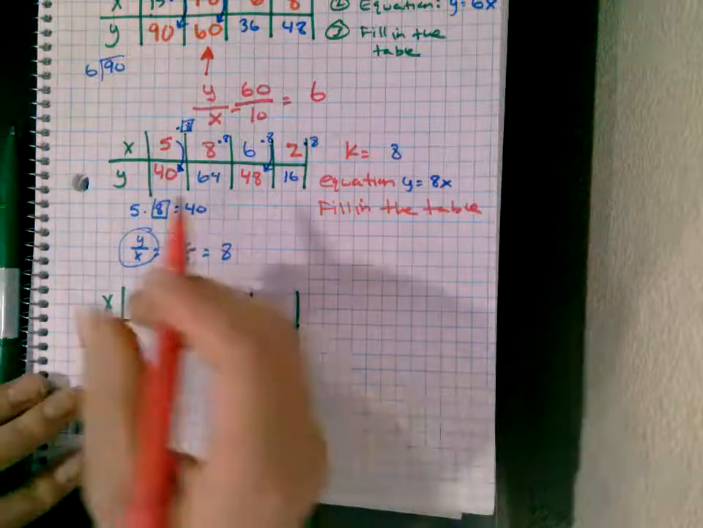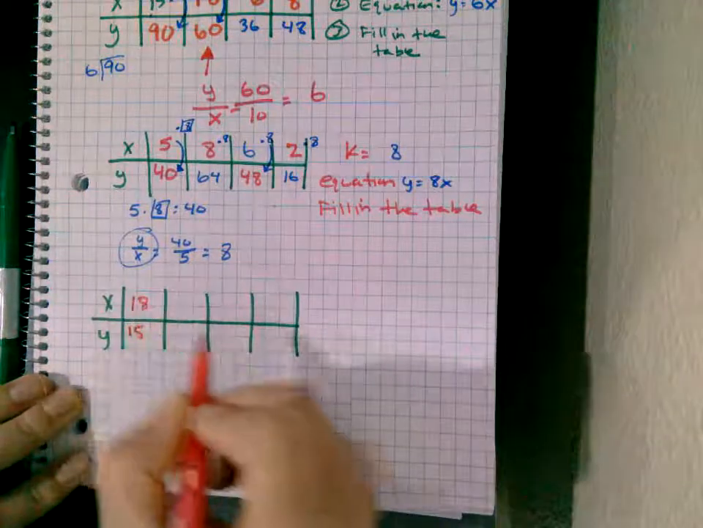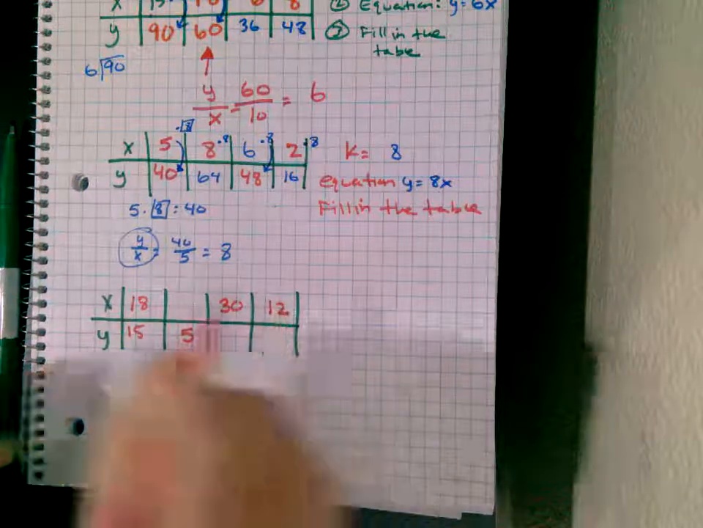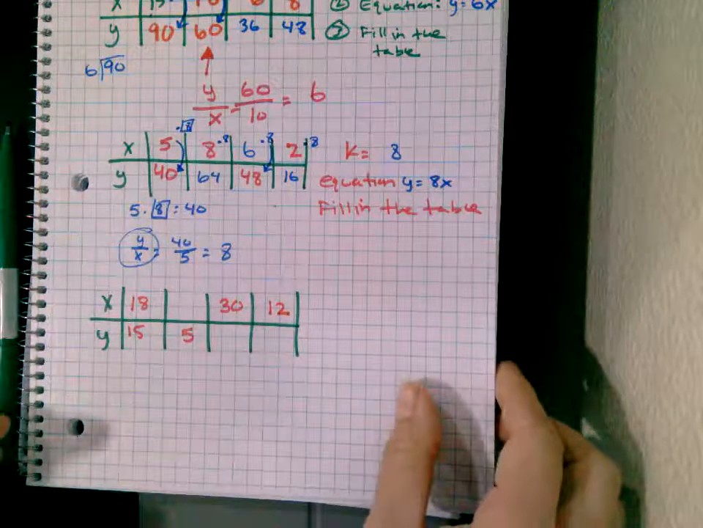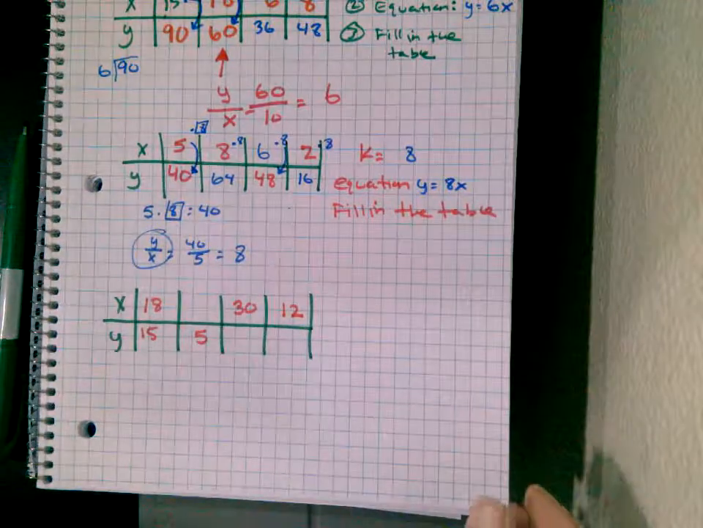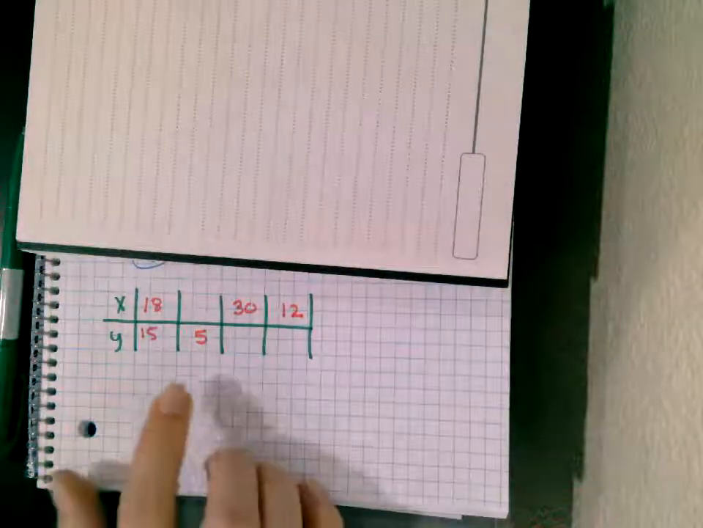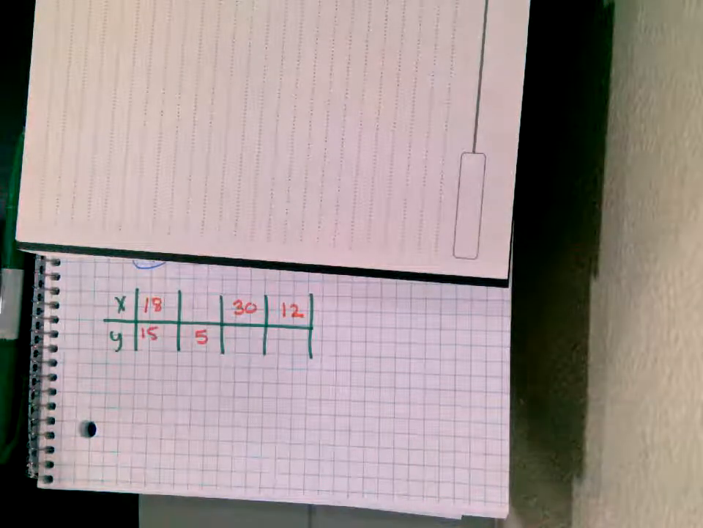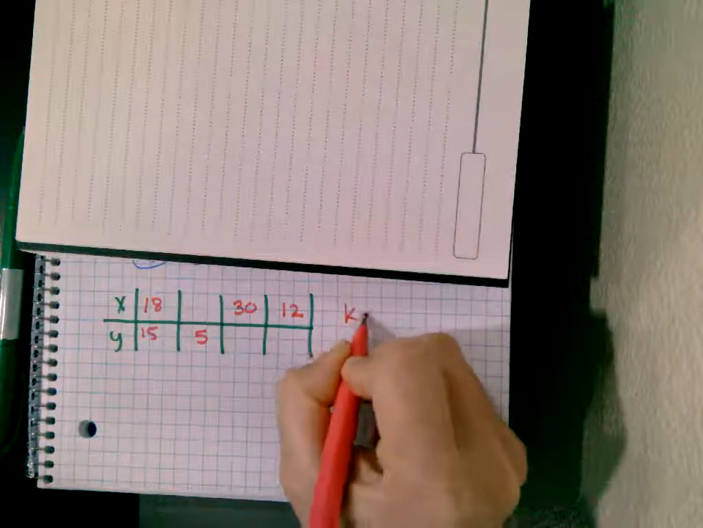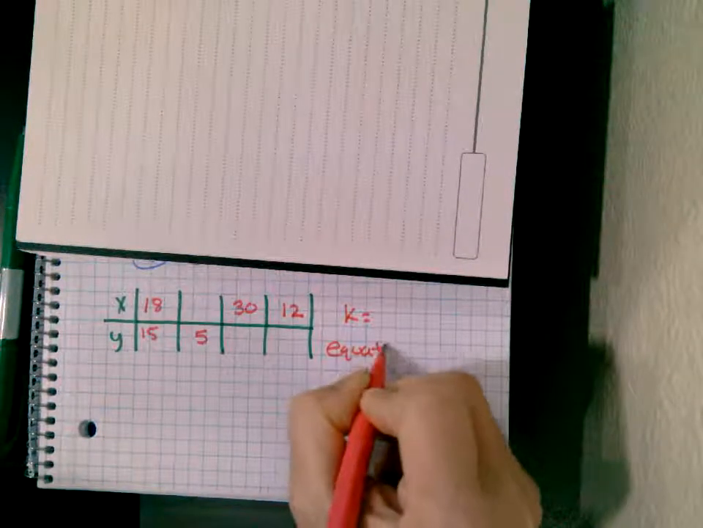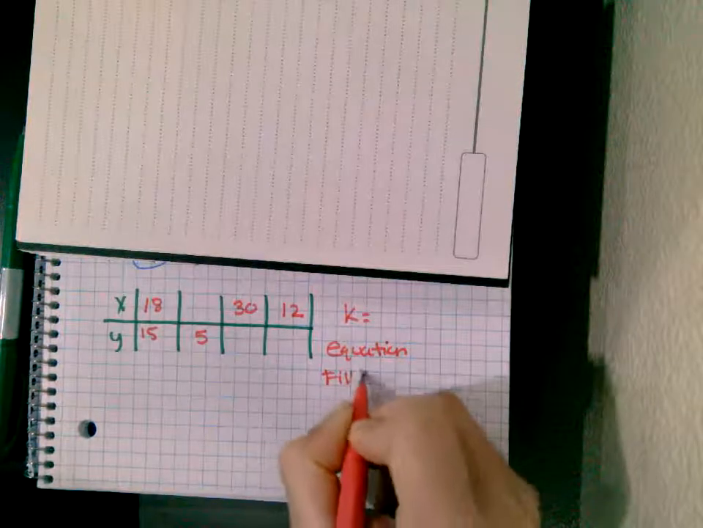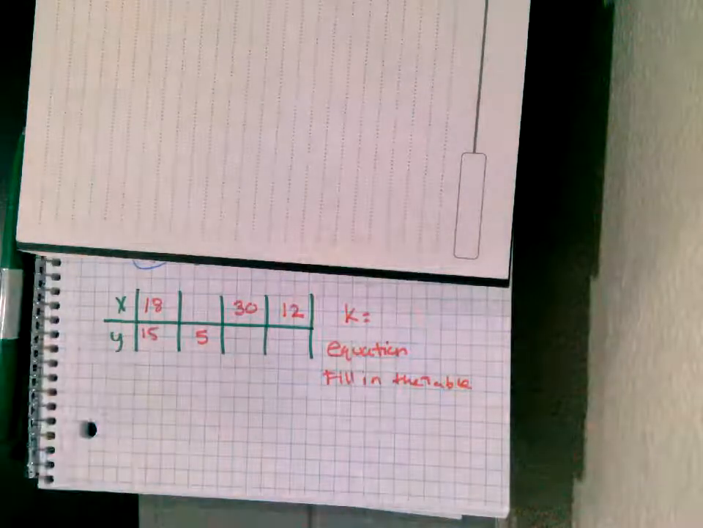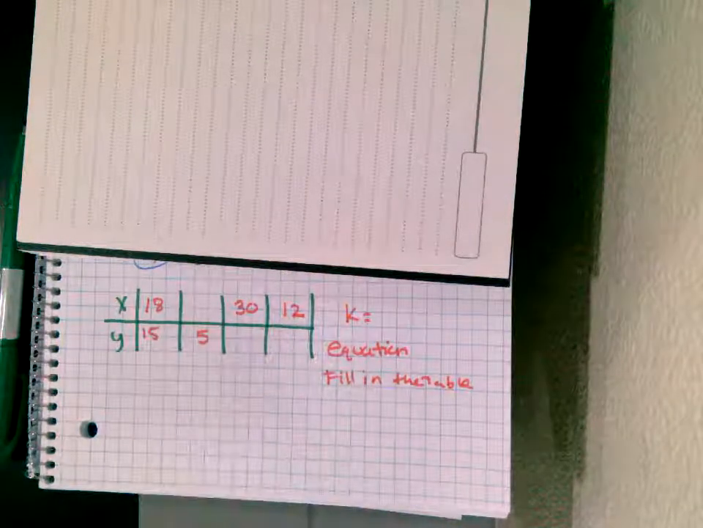Ready? Okay. So here's my table. A lot of blanks there. I want to know K, your equation, and then you fill in the table. All right. First thing you want to do is look for the 1. Is there an x with a 1? No. Darn, not going to be that easy.